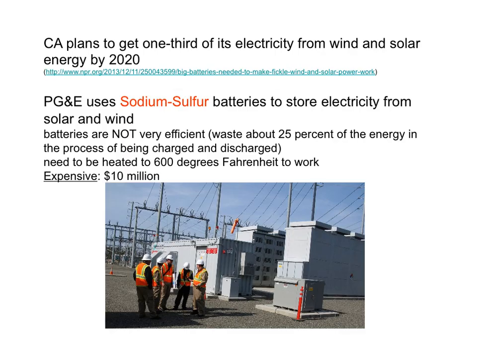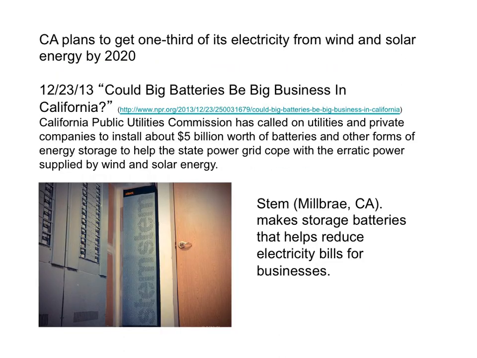California got about 34% of its electricity from renewable sources in 2018. But there has to be a way to store that electricity when the wind isn't blowing and the sun isn't shining. So there are companies that make storage batteries to store that electricity.